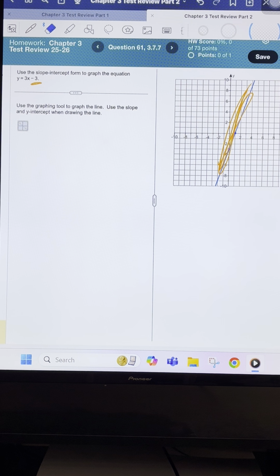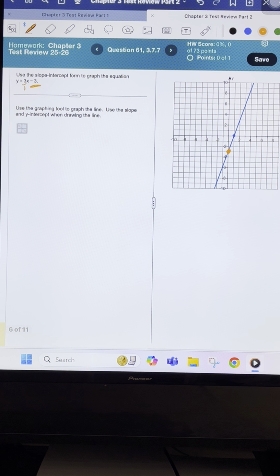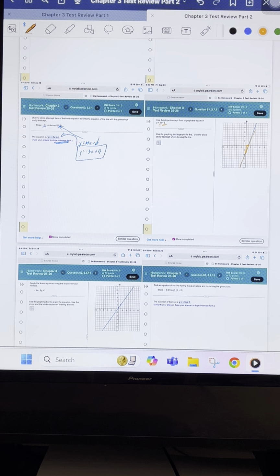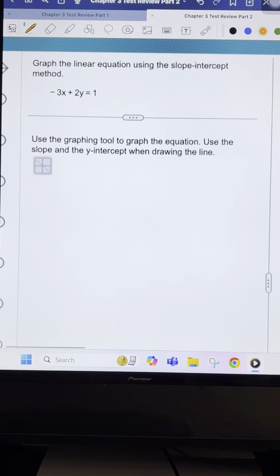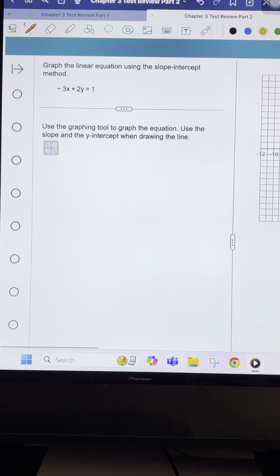The first thing we do is plot the y-intercept, which is 0, negative 3, which is right here. And now what is my slope? My slope is 3, which is really 3 over 1. So I'm going to rise up by 3. 1, 2, 3, and then 1 to the right. And that is your line. That's it.